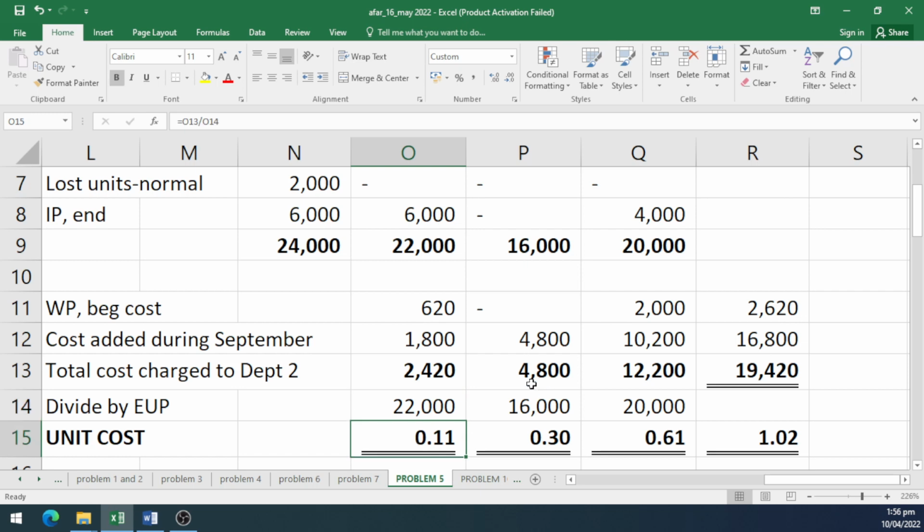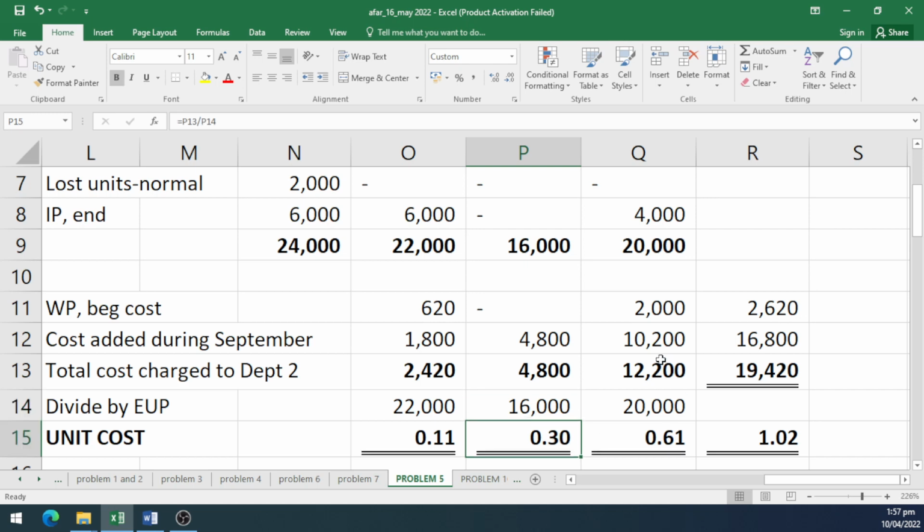For materials, we have there, walang beginning, kasi wala pang materials yan. Ang pag-add ng materials kasi, at the end of the process, pag natapos na, ibig sabihin. Yung materials niyan, kasama dito ngayon sa cost added. 4,800. Divided by 16,000, so that's 0.3.